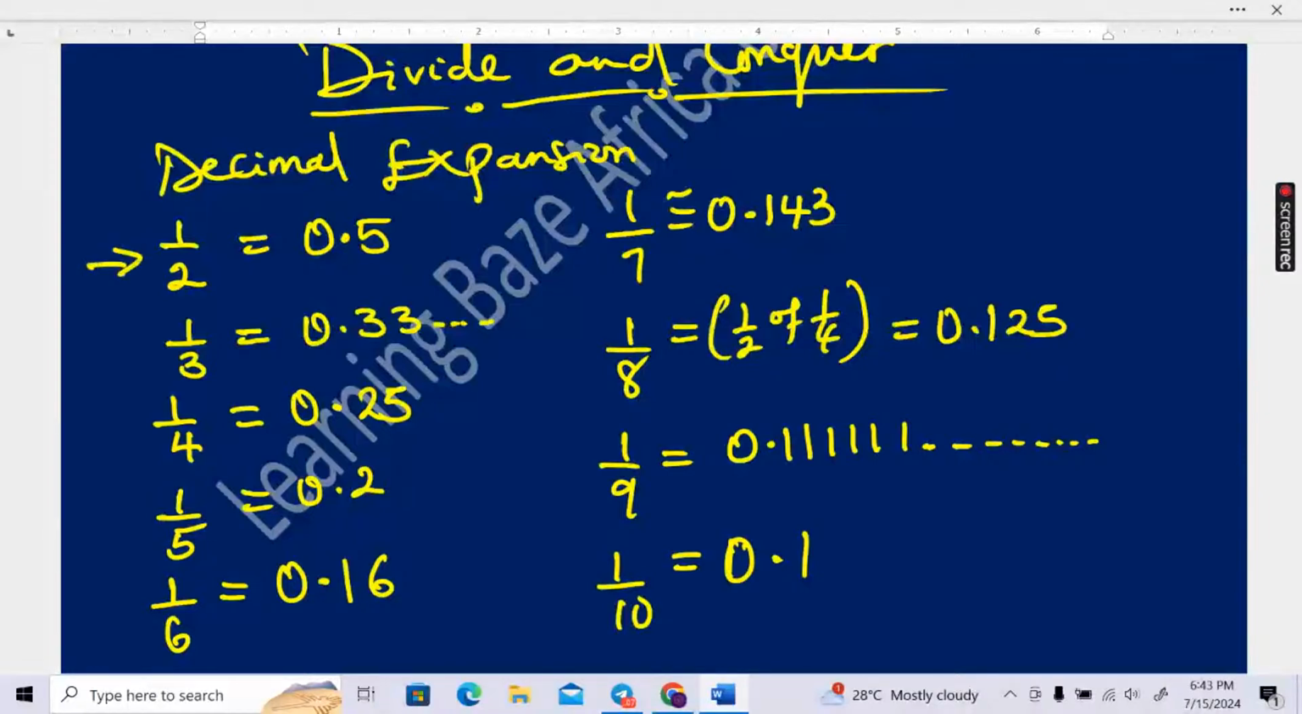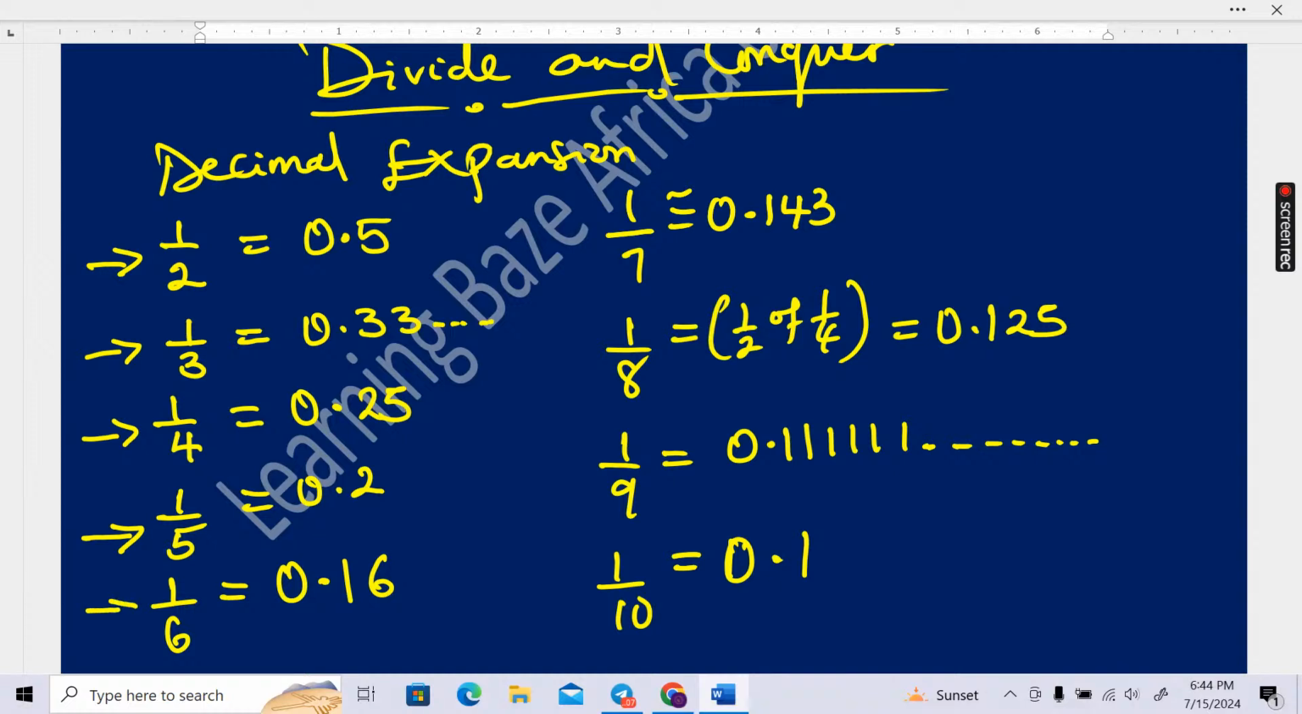Anytime you see 1/2, which is half in maths, take note that it is 0.5. Anytime you see half in your mind, take note that it is 0.5. Anytime you see 1/3, 0.3 recurring decimal, that's 0.3333, and so on. Anytime you see 1/4, take note that it is 0.25. Anytime you see 1/5, it is 0.2.